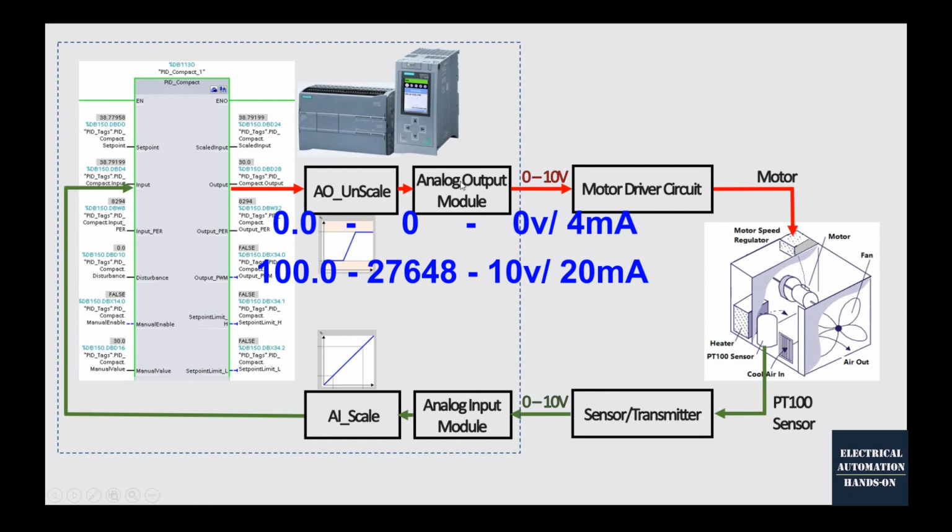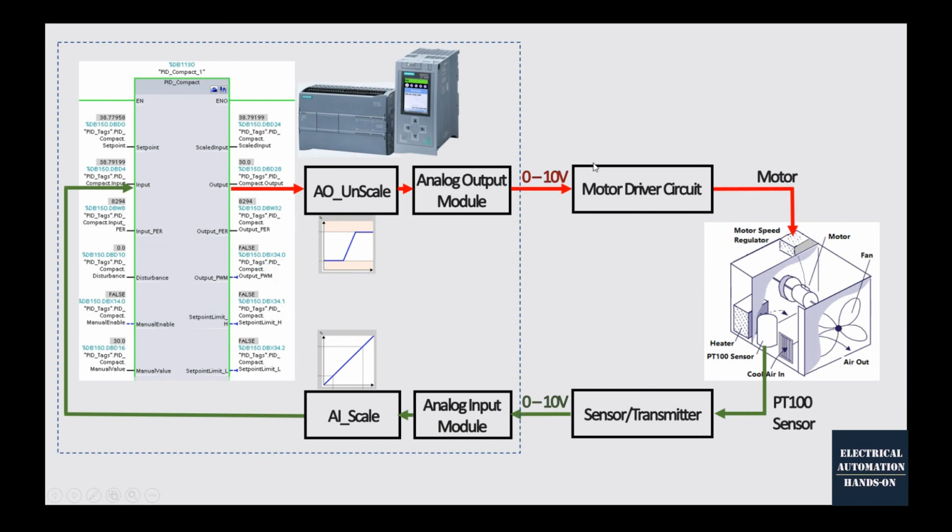So the analog channel DAC hardware will use this integer value to transfer to 0 to 10 volts or 4 to 20 milliamps. So that means from here, we need to transfer this 0 to 100 value into one integer, that is 0 to 27648. Let me show how we can do that.